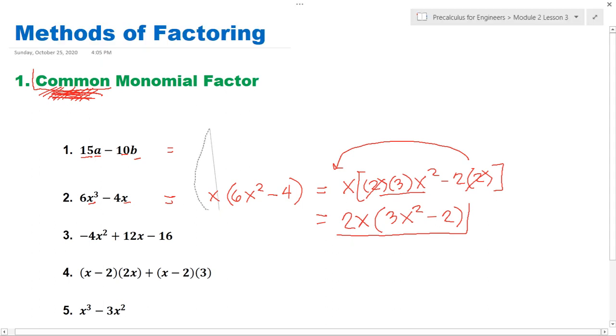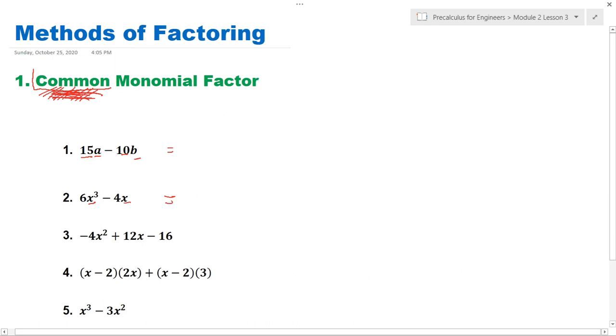Let's jump to example number 3. You are given negative 4x squared plus 2x minus 16. In this case, first we look at whether there is a common variable factor. No, because in the third term we have no variable. So that's not possible. How about the coefficient? Of course, all terms have coefficients, so we will try to factor it out. I've noticed that the 12 has a 4, because 4 times 3. I also noticed that the 16 is 4 and 4. So therefore, 4 is our target here.